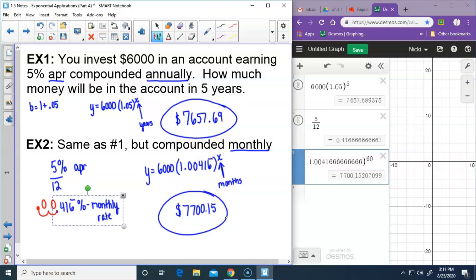So you can see we've got a difference of about $40 here. So it's $40 over 5 years. It doesn't make a huge difference. But if you're going to have the ability to get your interest compounded monthly rather than yearly, you would always want to do that because it will earn you just a little bit more money.